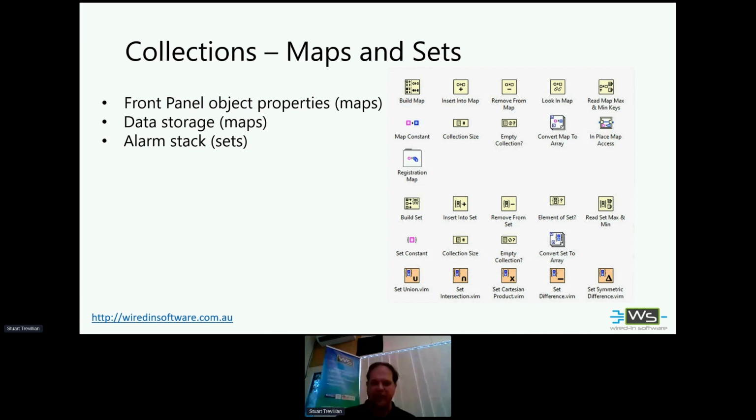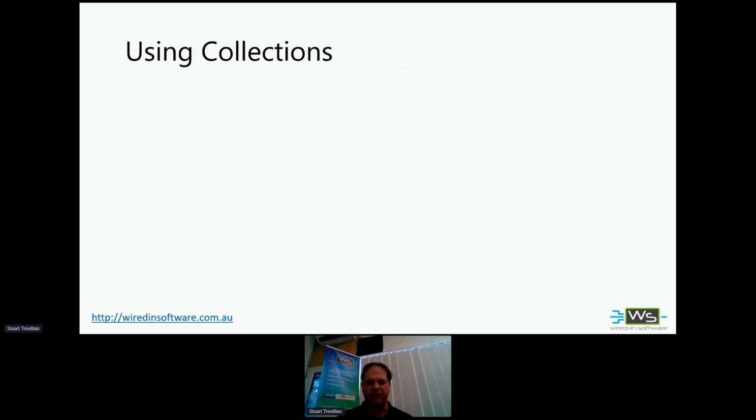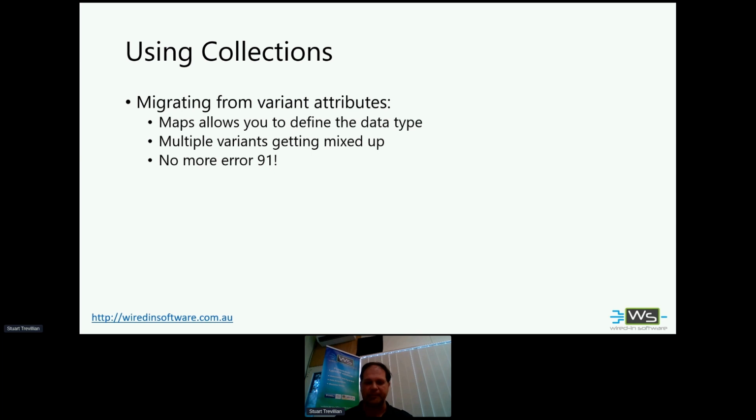I want to have a look at setting properties of front panel objects using maps, storing measurements in maps, and alarm stacks using sets. Just quickly about using collections, I found that I've been using maps and sets a lot more in my coding, where I used variant attributes before for lookup tables. I'm now using maps, and I'm able to migrate old code to maps reasonably easily.